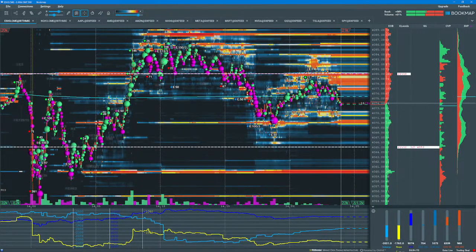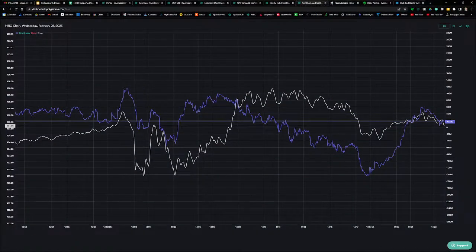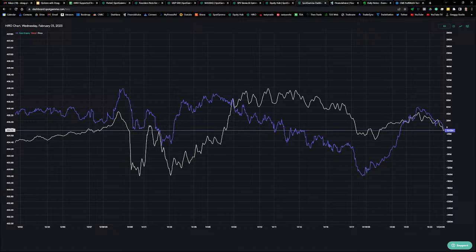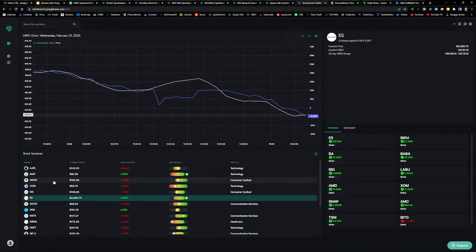Let's go back and look at Hero. So now options traders are fading that move again. No lead, just a confirmation. And I've got about 5 minutes left. I'm going to take a look at a couple of other setups this morning.